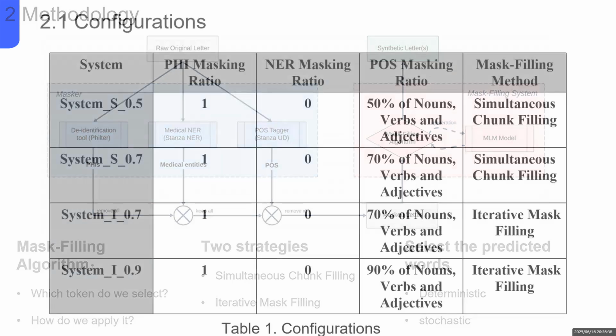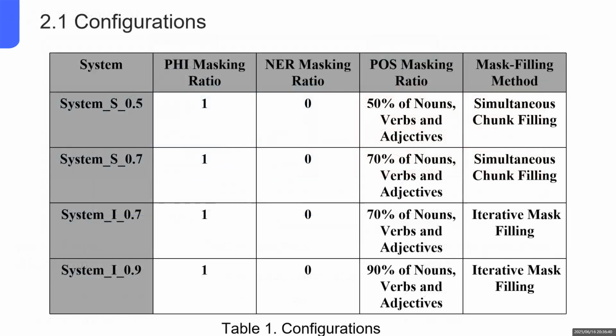Based on the system we just described, we conducted experiments using the i2b2 2014 dataset, which provides gold standard PHI annotations for the de-identification task. We split the training and validation sets with a fixed 80-20 ratio. Then we tested 4 system configurations as shown in the table. In all settings, we masked all PHI entities but kept the medical entities extracted by the NER model.